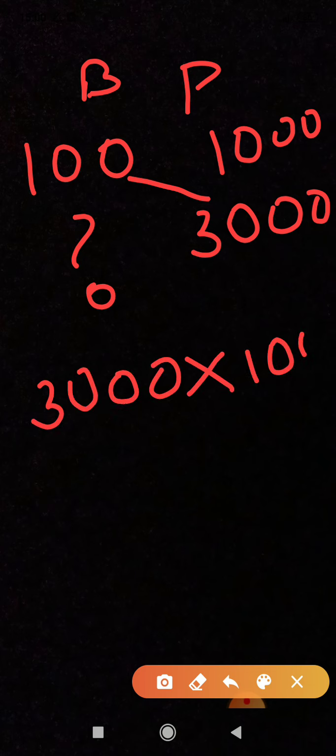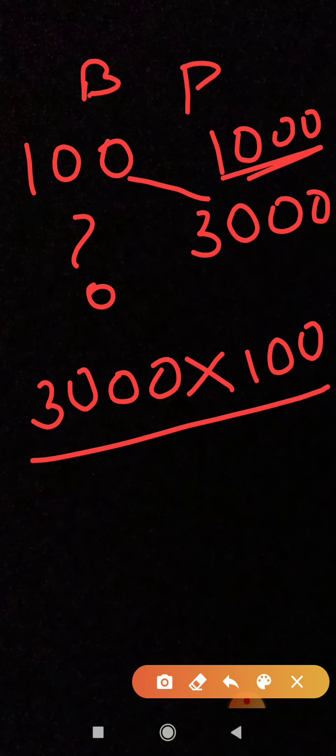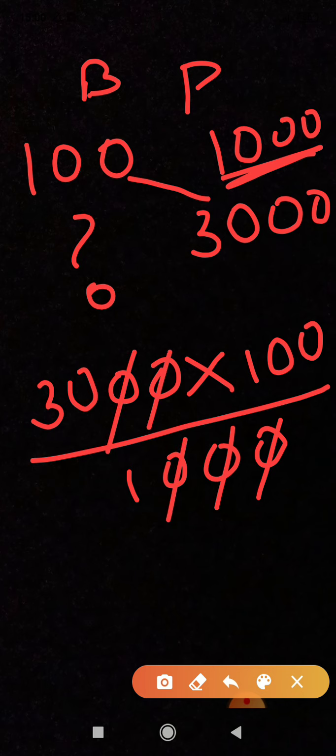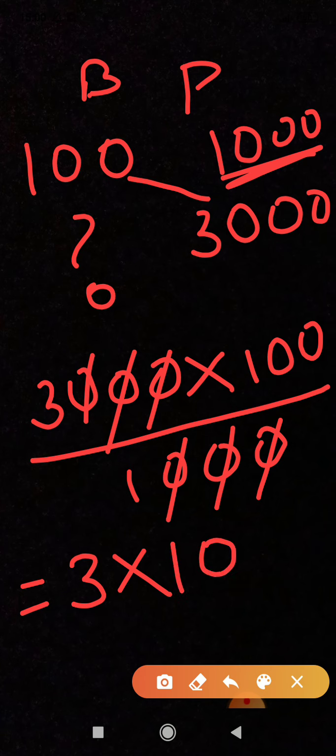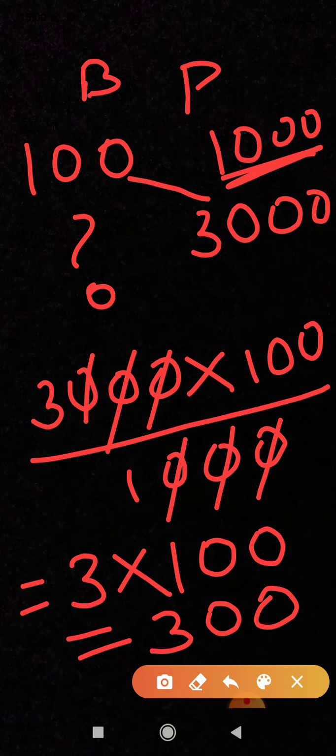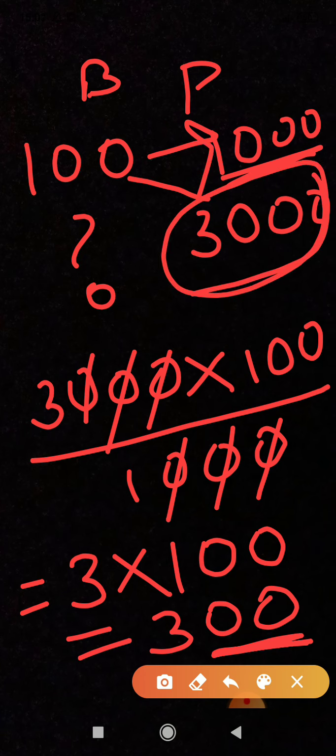Again cross multiplication will be there. 3000 multiply by 100 divided by 1000. So we'll cut these 3 zeros and the remaining will be 3 multiplied by 100 equals 300 bricks. So you got 300 bricks. So 100 bricks cost rupees 1000, then if the price of rupees 3000 is given, then the number of bricks would be 300.